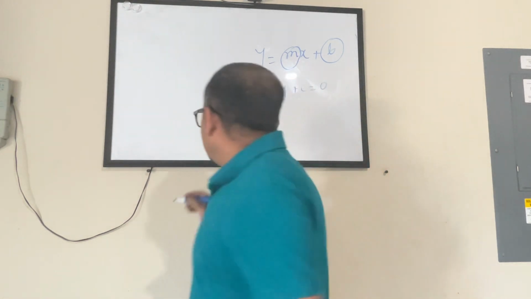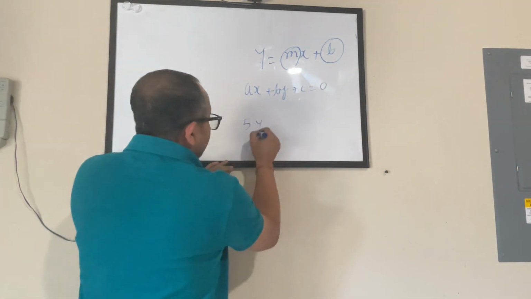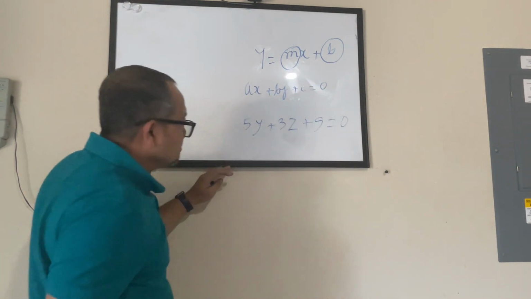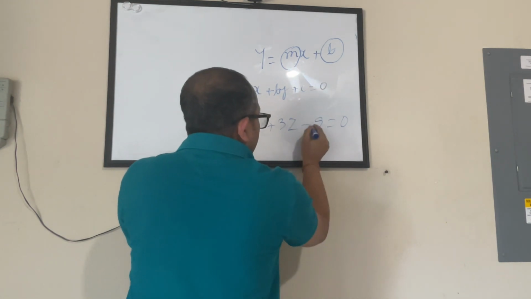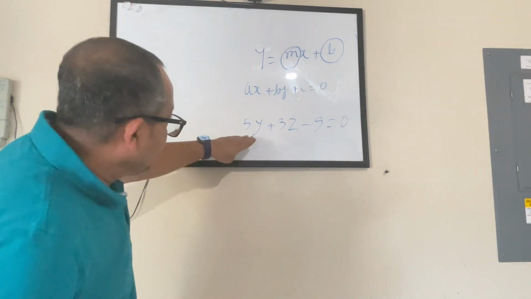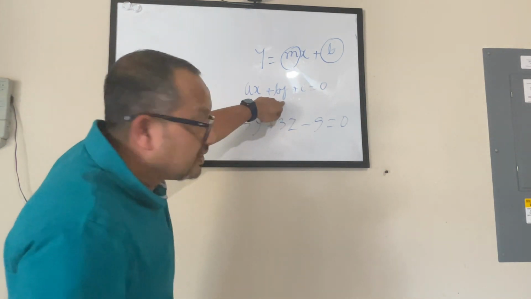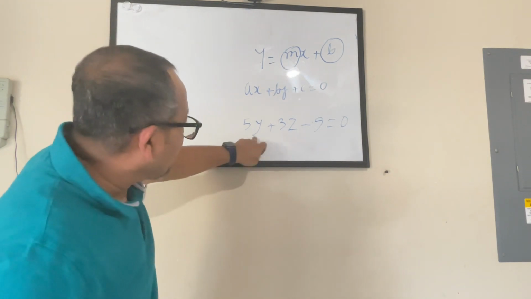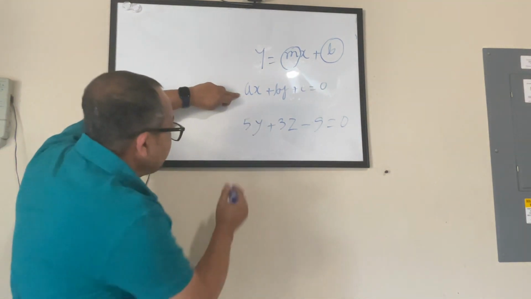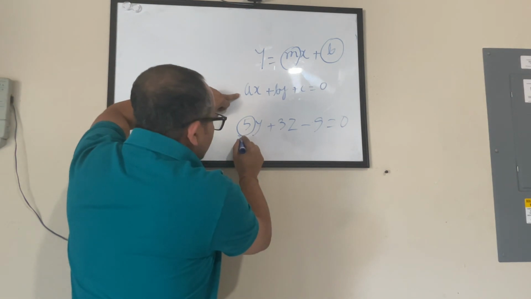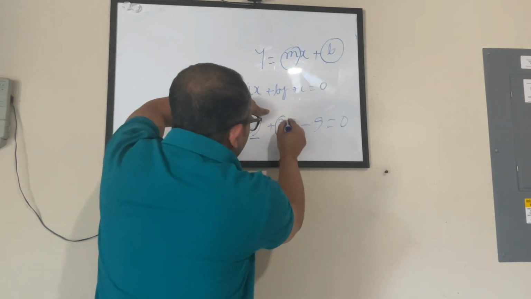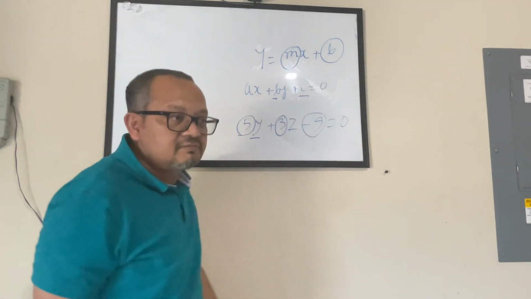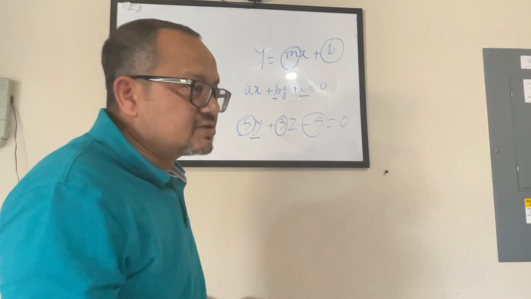If somebody says there's an equation saying 5y + 3z + 9 = 0, or minus 9 equal to 0, again, it doesn't have to be x and y always. What it means is there are two variables. Here y and z are two variables. a is the coefficient for the first variable, b is the coefficient for the second variable, and c is the constant.